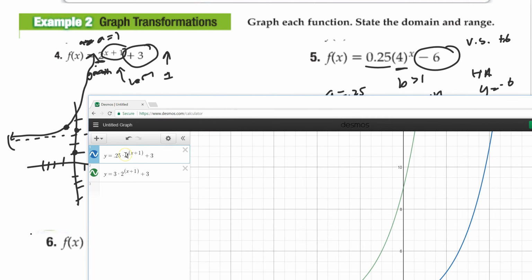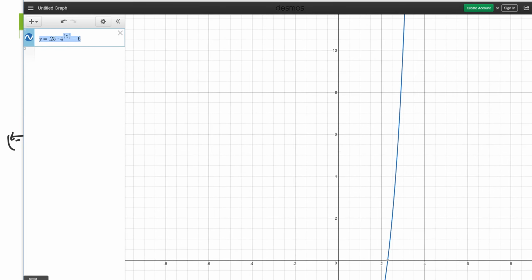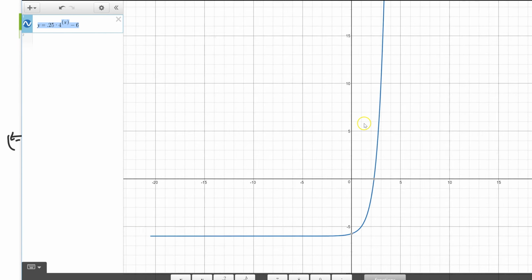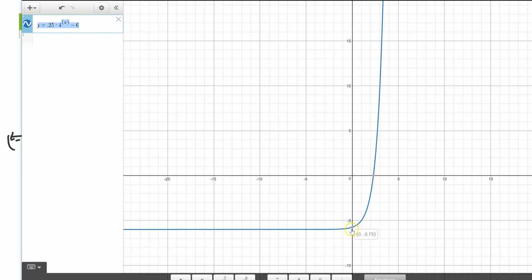Times, was it 4? Minus 6. Okay, so we get that. So it looks like that. Let me zoom out so you can see a little better. So it crosses at a little bit above -6 where it crosses.